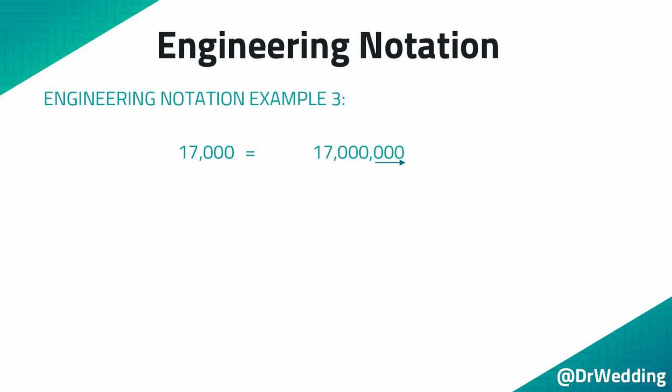We could have moved the decimal point 3 places to the right instead of to the left. This will make our value increase from 17,000 to 17 million. By moving our decimal point to the right, our value got bigger. To make it match the original value, we need to divide by 10 3 times. So another possible answer is 17 million times 10 to the negative 3 power.